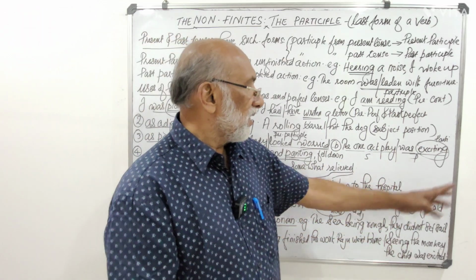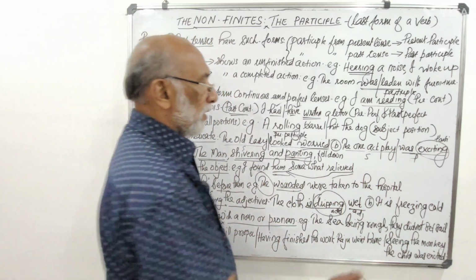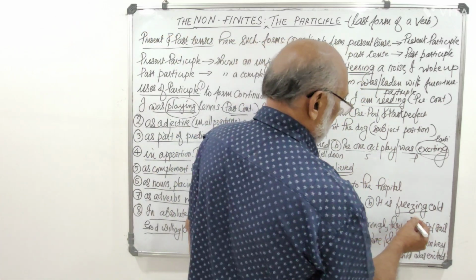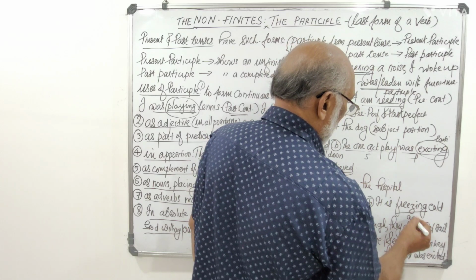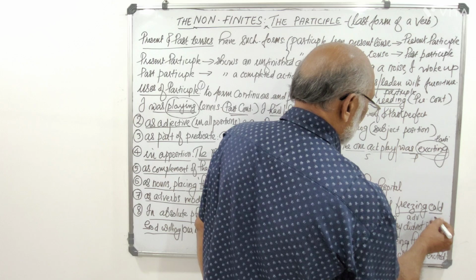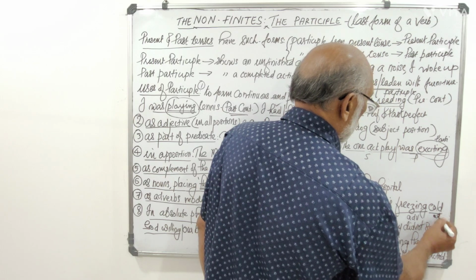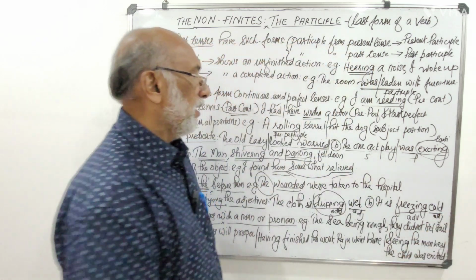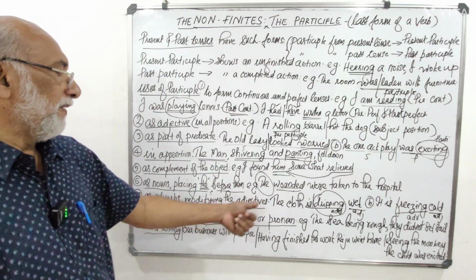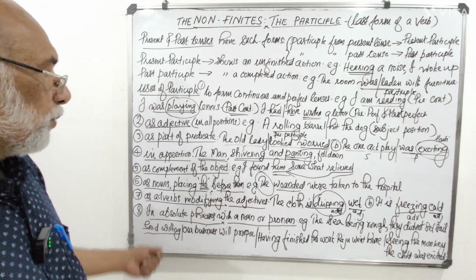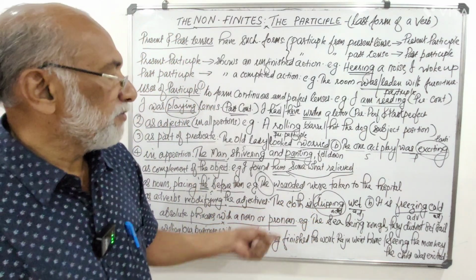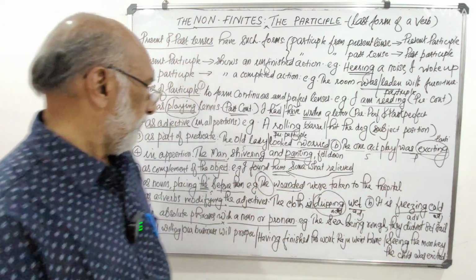It is freezing cold. Here again, see, freezing is the participle and it functions like an adverb and it modifies the adjective cold. So these are the two examples as adverbs modifying the adjectives. That means participle can be used as adverbs modifying an adjective.